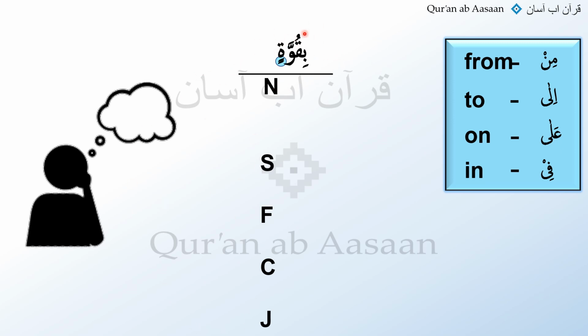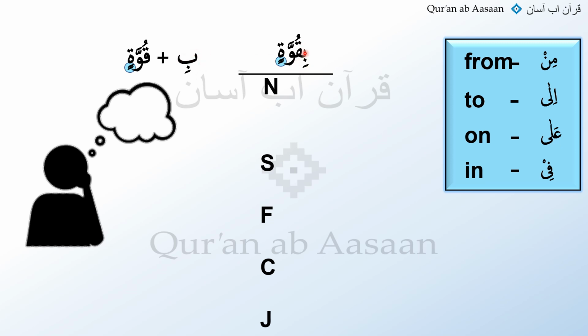What if I try to dissect it? What if it's actually a combination of two words and not one word? If we see closely, it is actually B plus quwwatin. It's a combination of B and quwwatin. Okay. B is looking really small when it's written in combination. Otherwise, in Arabic, this Arabic alphabet, when written on its own, it's quite evident.